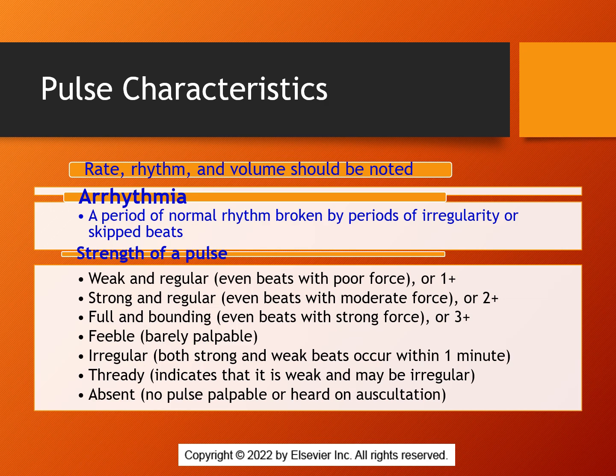So we do talk about the strength of a pulse. It could be weak and regular, which would be even beats, but we call it 1+. A strong and regular pulse would be 2+. Full and bounding. Bounding means, man, that pulse is practically jumping out of their skin. That's a 3+. We also can have a feeble, which you can barely find, or irregular, thready. Thready means that it's just very weak. Or absent means no pulse at all. That's not good.